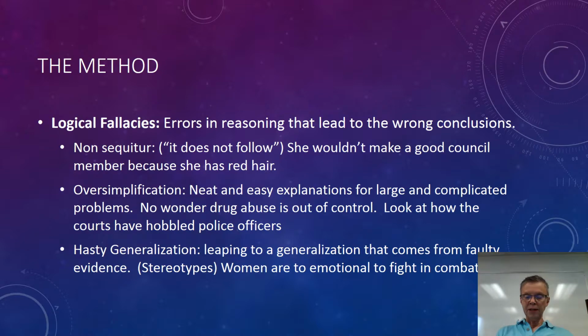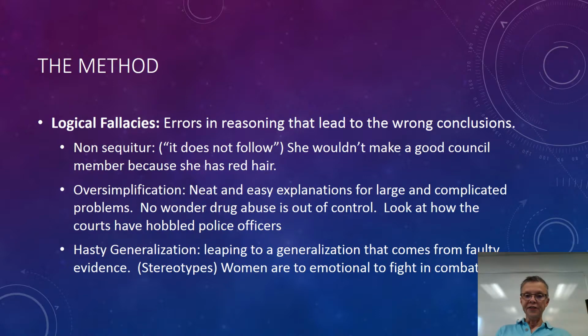Now, the problem we have when we are using evidence to support our claims, we have what we call fallacies, non-truths. And there's several of them. The first one of which is a non sequitur. It does not follow, which is Latin for it does not follow. Doesn't make sense. She wouldn't make a good council member because she has red hair. Okay, and red hair has what to do with being a good council member? Non sequitur, it does not follow. Makes no sense.